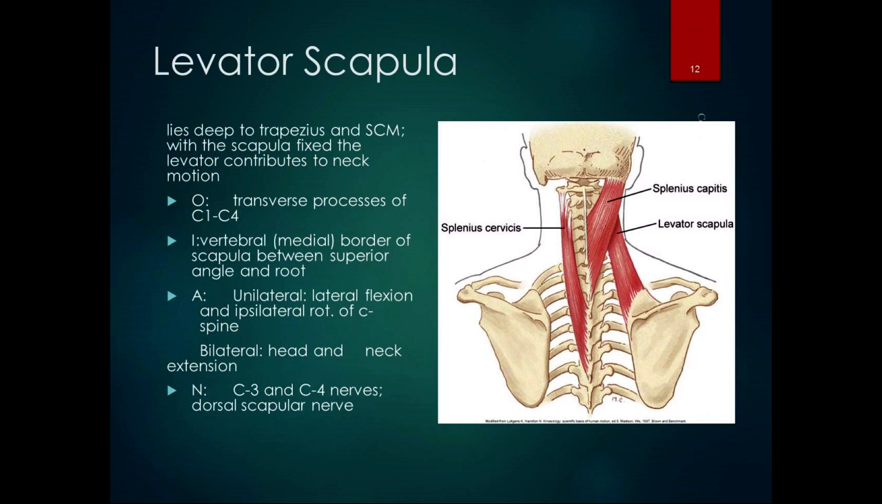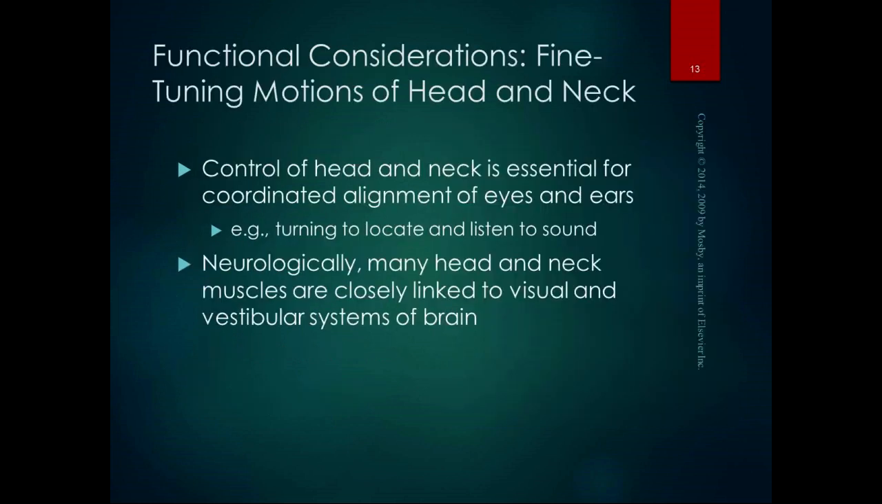Levator scapula lies deep to the trapezius and the SCM and the splenius capitis, and it contributes to neck motion again. And the same origin and insertion and action innervation as we talked about when we talked about it in the shoulder. But you can see how, when the shoulder girdle is fixed, it has its function in neck motion. So fine-tuning the motions of the head and neck, control of the head and neck is essential for coordinated alignment of the eyes and ears, like turning to locate and listen to sound.